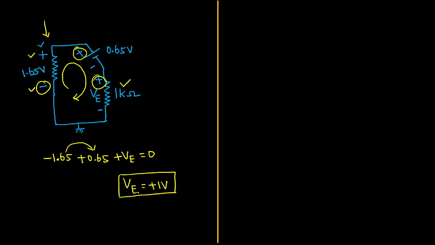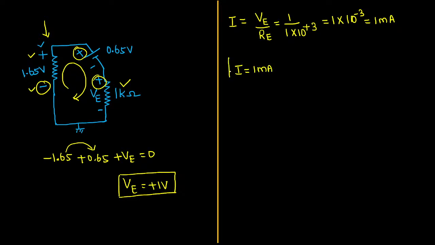Now, if you know the voltage drop across the 1 kilo ohm resistor, it is very easy to find the current I, because according to Ohm's law, I is equal to V by R. The emitter resistor we can call RE, and the voltage drop is VE. So this is 1 volt by the value of RE, which is 1 kilo ohm. Kilo means 10 power 3. From this, 1 by 1 will become 1. If you pass the 10 power plus 3 to the numerator, it will become 10 power minus 3, or we can say it will be 1 milliampere. Successfully we figured out the value of current. So current I is equal to 1 milliampere.